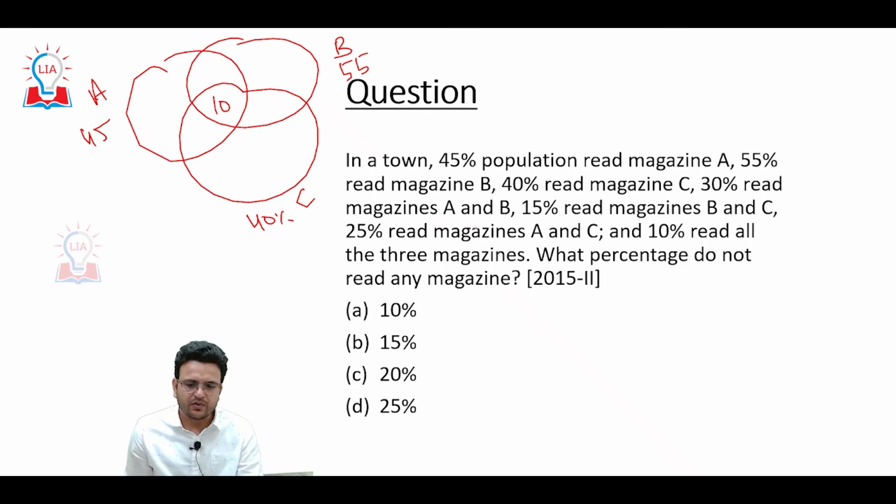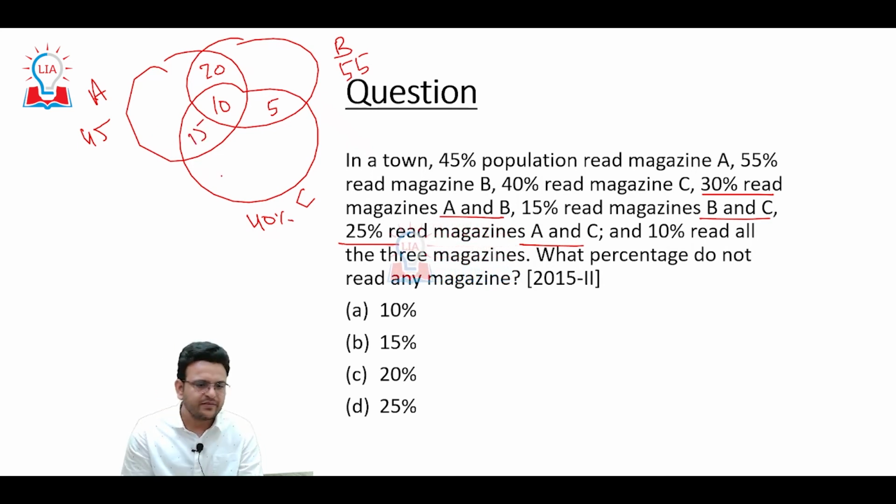Okay. Now again, 30% read magazines A and B, so only magazines A and B will be 20, that is 30 minus 10. 15% can read magazines B and C, so 5% are able to read only magazines B and C. In the same way, 25% can read magazines A and C, so 25 minus 10, 15 can read only A and C.